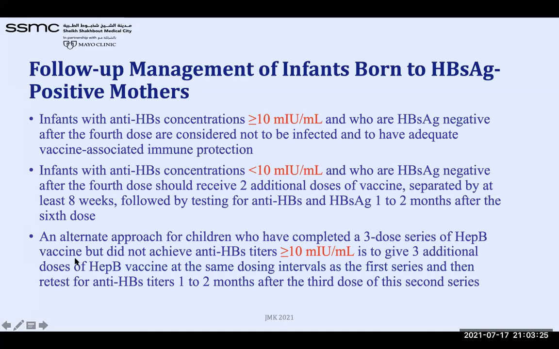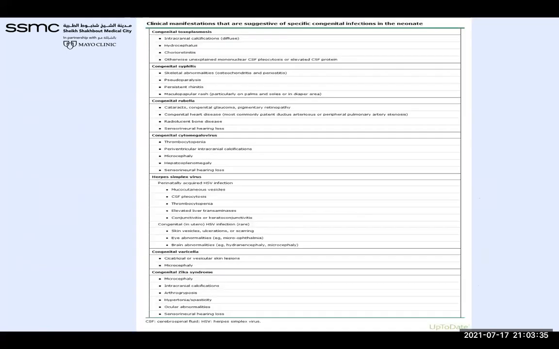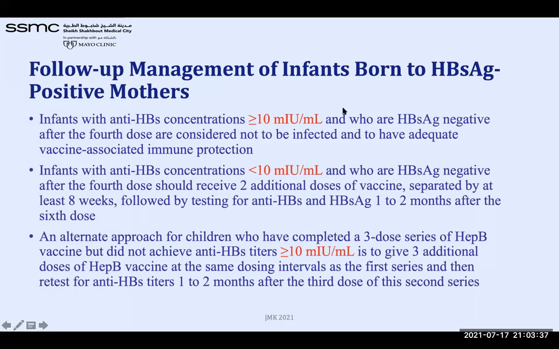Anyway, an alternate approach for children who have completed 3 doses of hepatitis B vaccine but did not receive the titer is to give 3 additional doses. So this is the alternative approach. So that's how you follow up. Just keep in mind the number 10. The concentration of the titer should be more than 10, and then act accordingly.